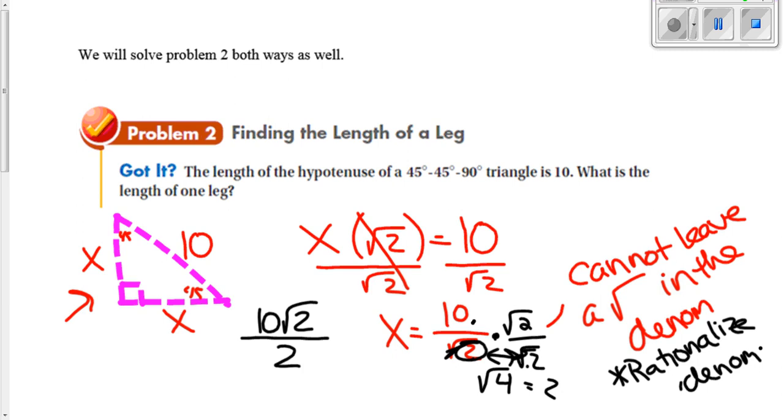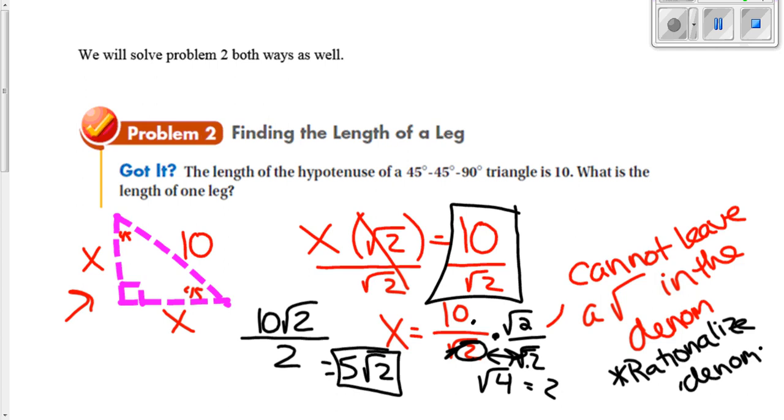And then the very final thing I would do is reduce. 10 divided by 2 is 5, so my answer is actually 5 radical 2. Now, if the directions do not tell you to rationalize the denominator, you can leave it like this, okay? It'll be our little secret. But if they do say rationalize the denominator, you have to go through that process. Or if they say leave it in decimal form, type it into your calculator and get that answer.